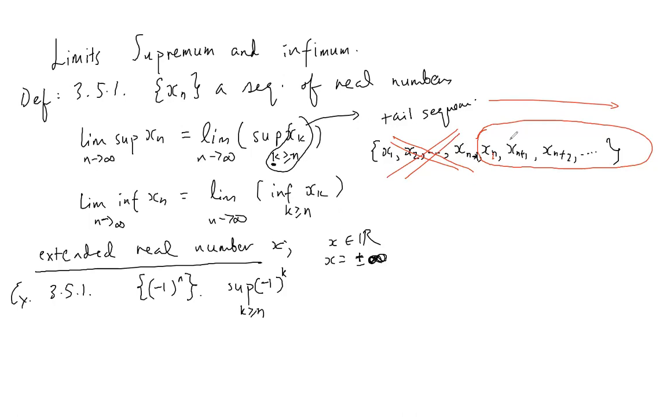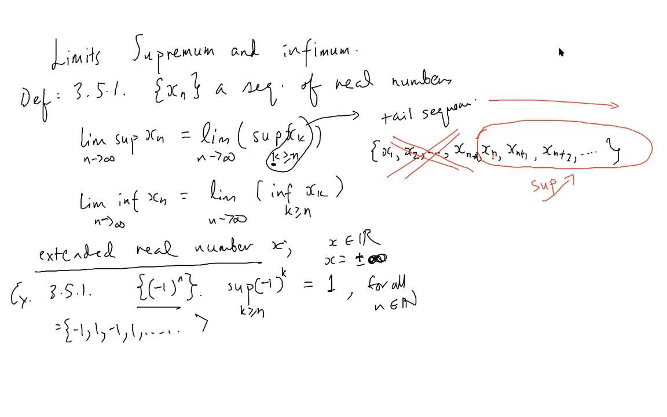So you take this sequence, and then you find its supremum, the supremum of this tail sequence. After you find the supremum, you let it take limit. In this case, the supremum of minus 1 power k is basically just 1, for all n in the set of natural numbers, because this sequence is basically minus 1, 1, minus 1, 1, and so on.